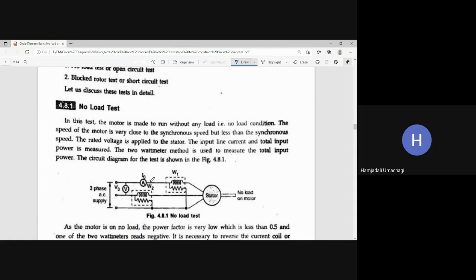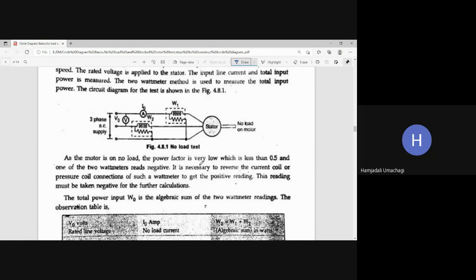voltage, current and power. Okay, now as the motor is on no load, the power factor is very low, which is less than 0.5, and one of the two wattmeters is negative. So here, since it is no load condition, and we know that whenever we don't connect any load, there will certainly be low power factor which will be less than 0.5. Because of that, out of the two wattmeters W1 and W2, one of the wattmeters will be reading negative.